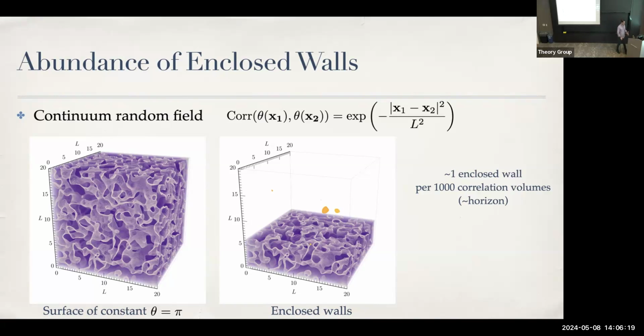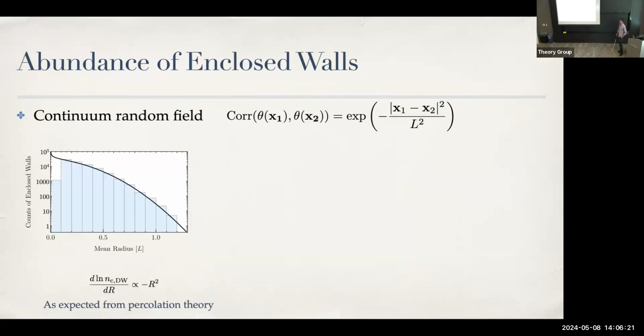Not only that, but you can get more information too. You can confirm as well how these walls are distributed in size. So as I said before, you expect many of these smaller walls to be of order the horizon size. That's the typical correlation length of my axion field. But by chance, I can get random adjacent regions of space to align such that I have an enclosed wall that's even bigger than the horizon.